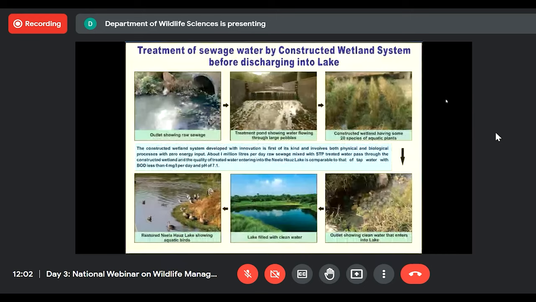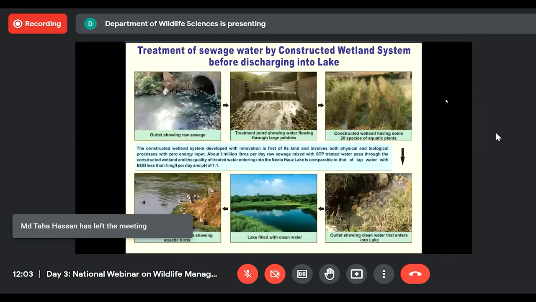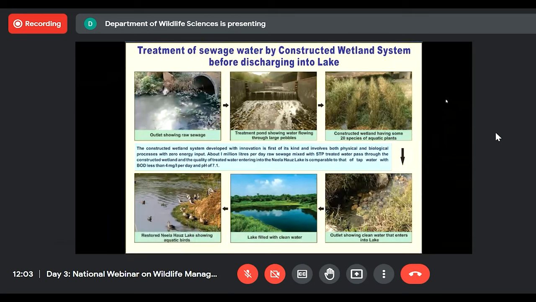Next, please, I'll show you how the sewage water is treated by the constructed wetland system before discharging into the lake. This is what they discharge here, and it comes in the format which I have shown you. Then we have developed a model of a constructed wetland ecosystem where you have physical, biological and chemical remediations, and then you get clean water. This requires a physical visit, and you will see the miracle or wonder that has taken place. And now the lake in this form is attracting many aquatic migratory birds. Next, please.